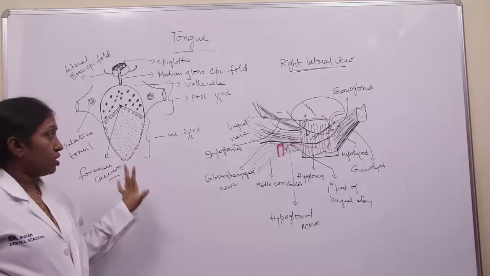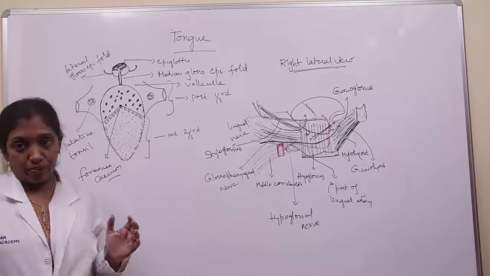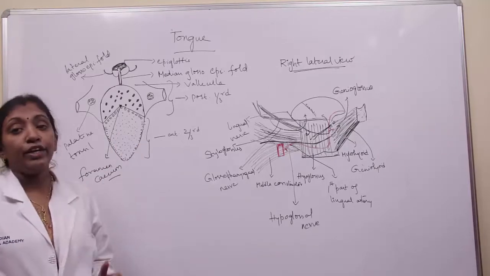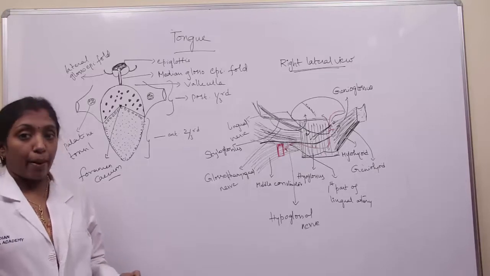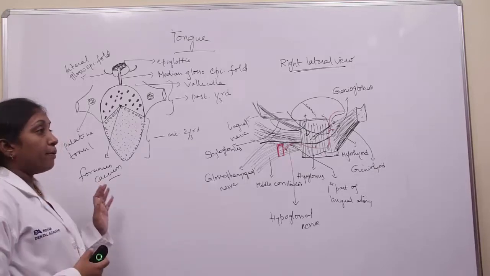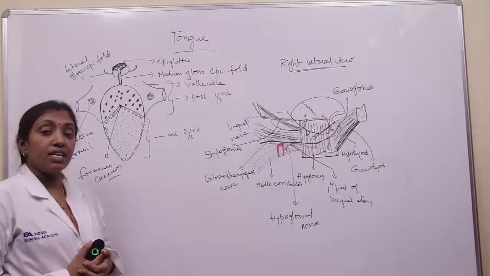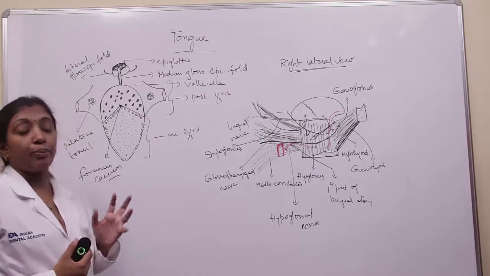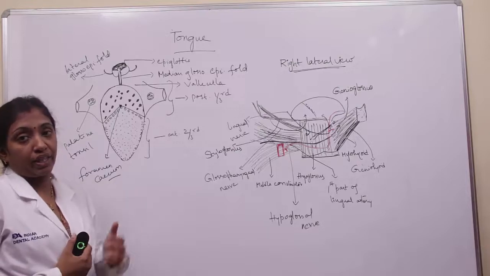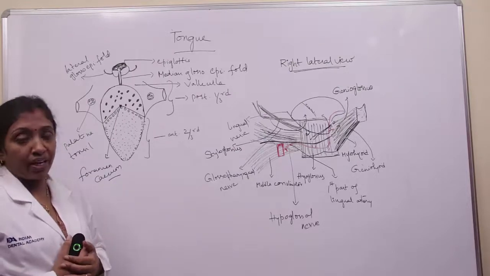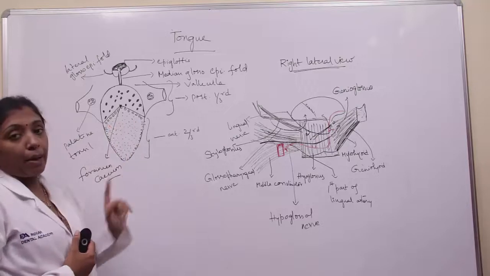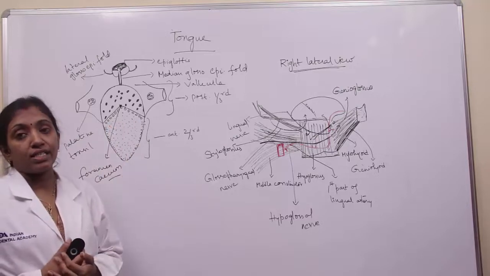So the anterior two-thirds of the tongue is covered by mucous membrane, and it is adherent to the underlying muscle layer by lamina propria. We can see numerous papillae in the anterior two-thirds of the tongue. These are nothing but projections of lamina propria into the epithelium. There are four varieties of papillae. One is circumvallate papillae, situated in front of the sulcus terminalis.